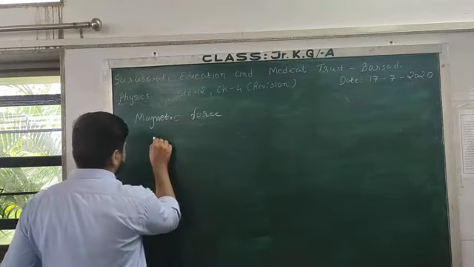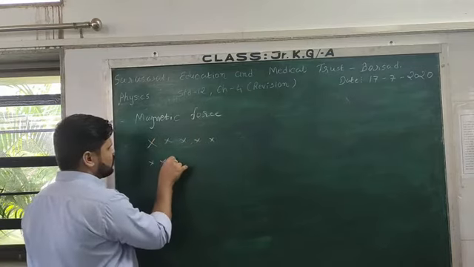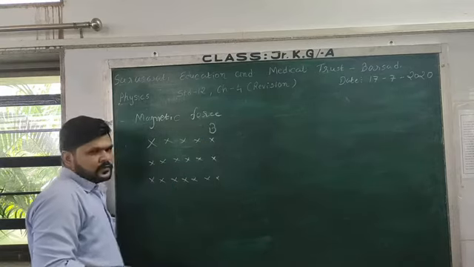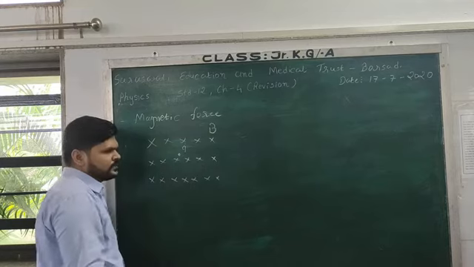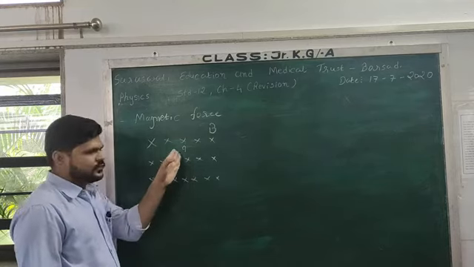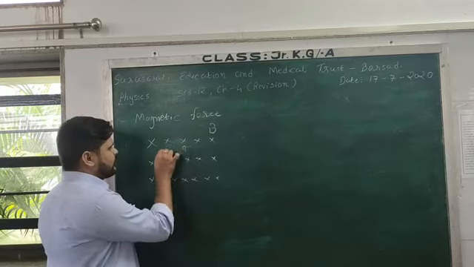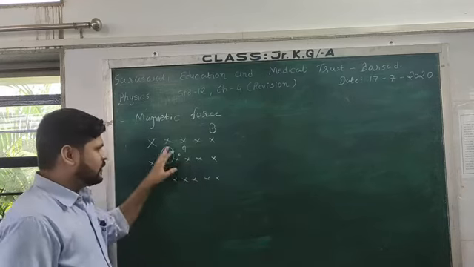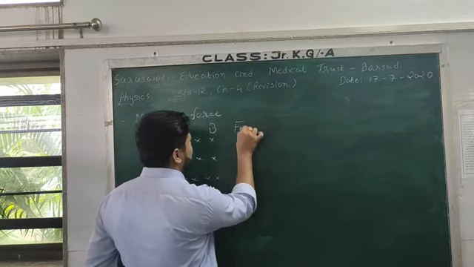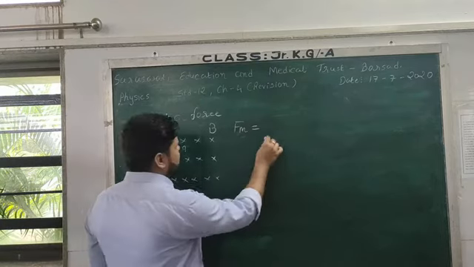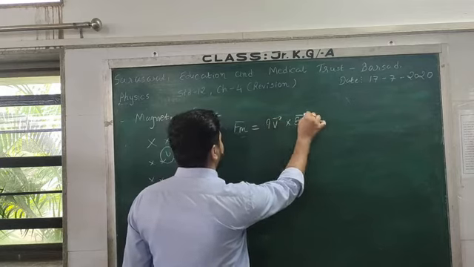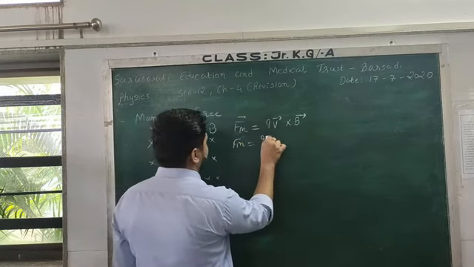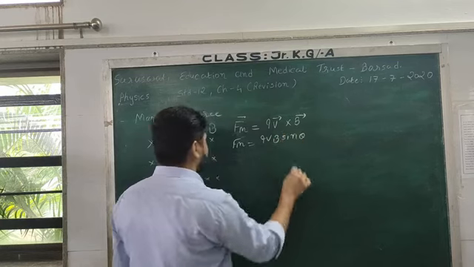Suppose this is the region in which there is a uniform magnetic field B. Now there is one charge Q entering this magnetic field with some velocity V. Then the magnetic force on this charge is given as QV cross B. That is also QVB sin theta. So this is the one formula of magnetic force.